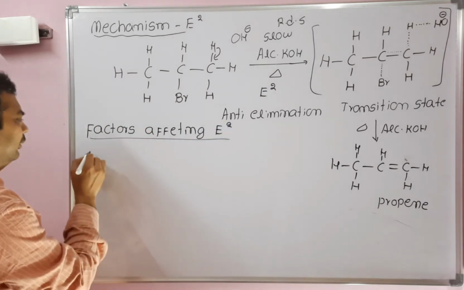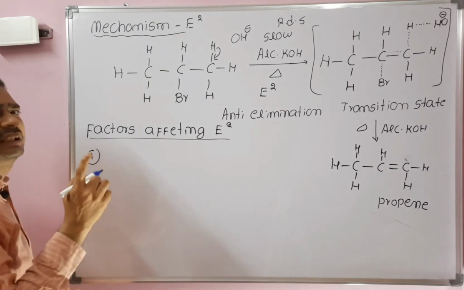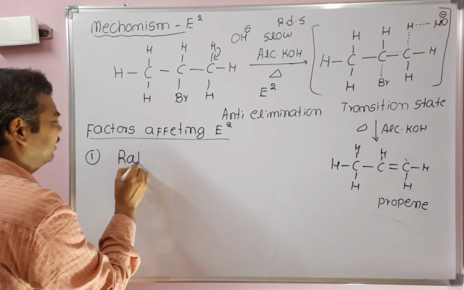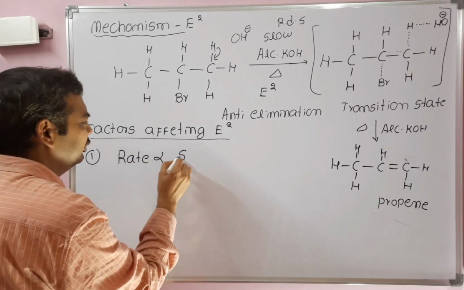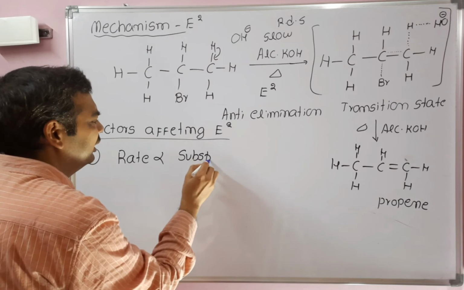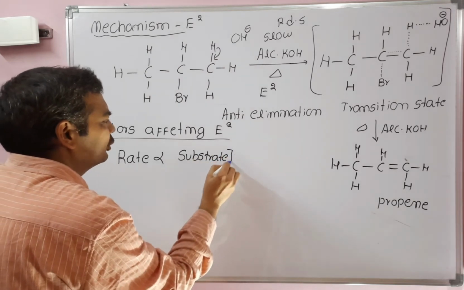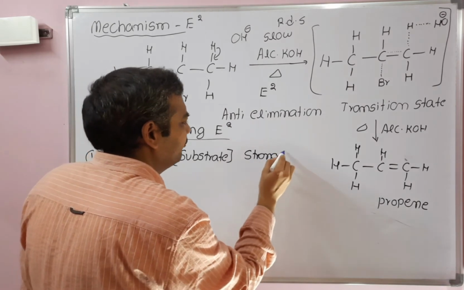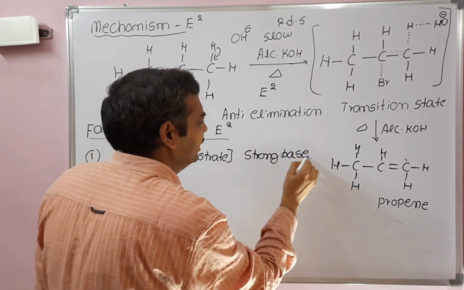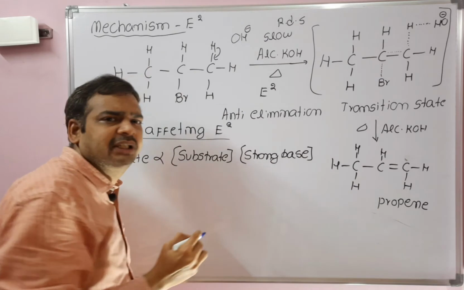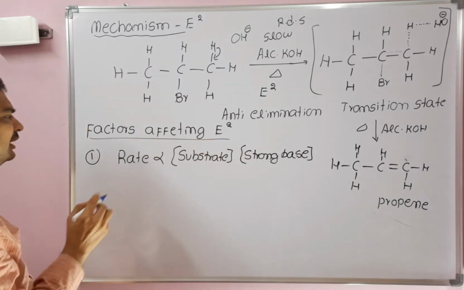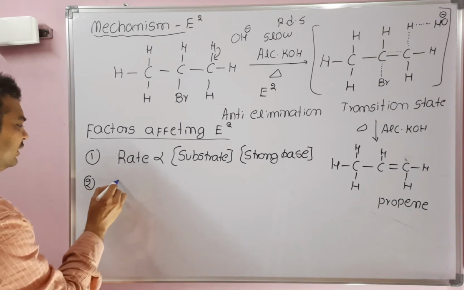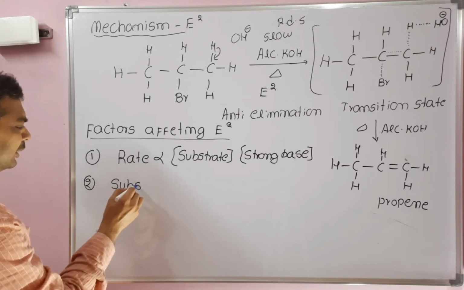First point, as we discussed, it's a single step reaction and the first step is the rate determining step. The rate of reaction is directly proportional to the substrate concentration as well as the concentration of the strong base. Coming to the substrates, which substrates will generally undergo E2 reaction?